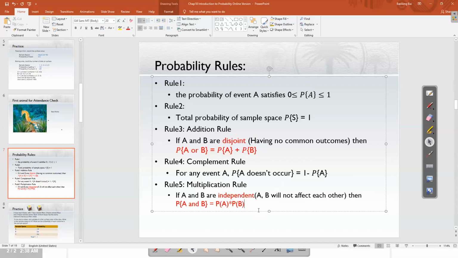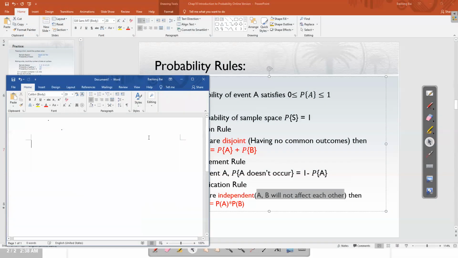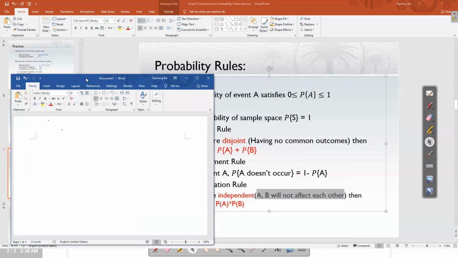And what does independent mean? Independent means the two events do not affect each other. So whatever happened to A is not going to affect B, and vice versa. So they're independent. I'm going to use a small example to illustrate a little bit on the independence, okay?